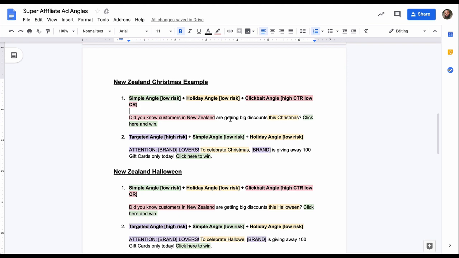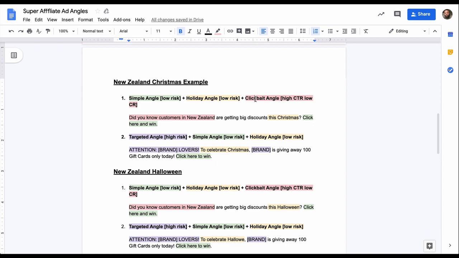Now, that means I definitely have a better chance of increasing the CTR on this particular ad, because I'm merging a few things together. It also allows me to generate an endless supply of ad angles, because in the next campaign, if I want to, I can remove the simple angle and test out a target angle, or I can remove the holiday angle and just run the simple angle plus a clickbait angle and see how that looks. Which means you can continuously make angles at any time, any day, during any year, right?